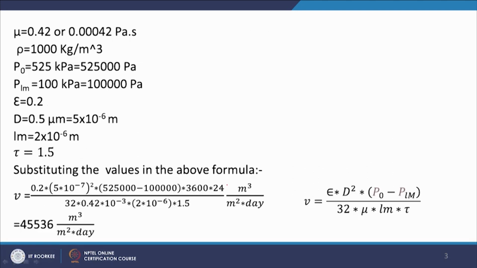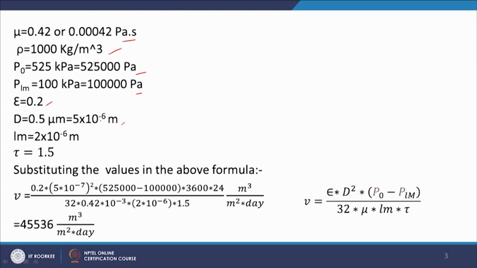So, in this case mu is given as 0.00042 Pascal second, rho is given as 1000 kg per meter cube, and then P0 is 525 kilopascal, that is 525,000 Pascal, and PLM, the other side pressure, is 100 kPa, in Pascal. Epsilon is 0.2, that is the porosity given, and diameter is equal to 0.5 micrometer, the diameter of the pore.